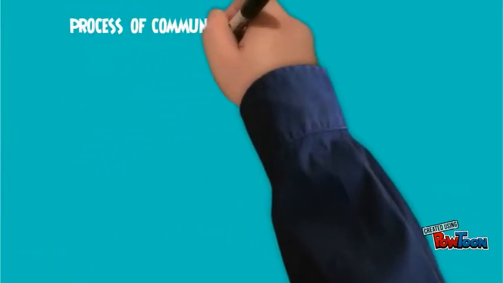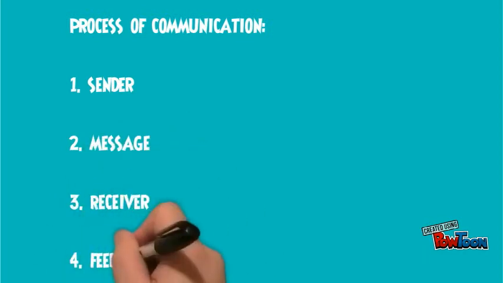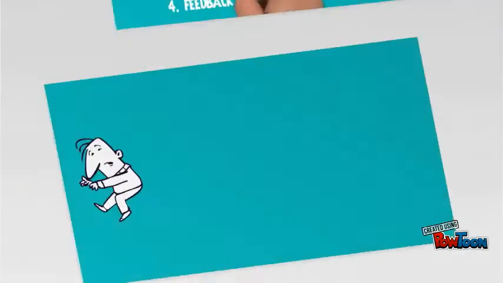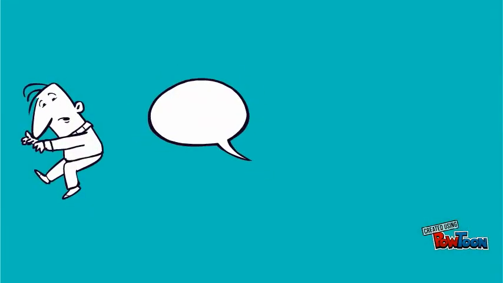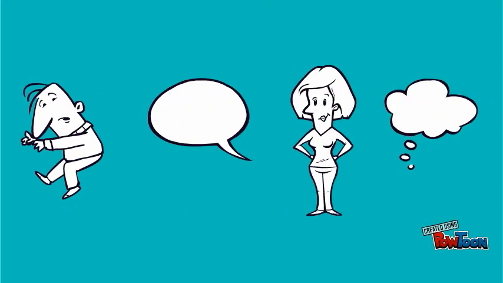There are four elements that must be present for successful communication: a sender, message, receiver, and feedback. Sender, source of message. Message, verbal or nonverbal expression, thoughts or feelings transmitted from a sender to receiver. Receiver is the recipient of message. Feedback, verbal and nonverbal response the receiver gives to the sender about the message.